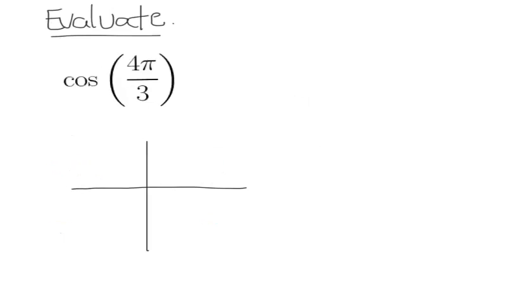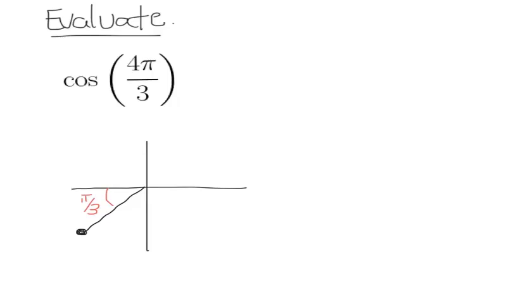Next, let's evaluate cosine of 4 pi by 3. If we begin along the positive x-axis and measure in this direction, we know that when we get to here, this is 3 pi by 3, which tells us that 4 pi by 3 must be somewhere inside of the third quadrant. So let's go ahead and mark that in. We also know that this angle here is going to be pi by 3. If we assume that this distance here is equal to 1, then this point is going to lie on the unit circle, and cosine of 4 pi by 3 is going to be the x-coordinate of this point on the unit circle.